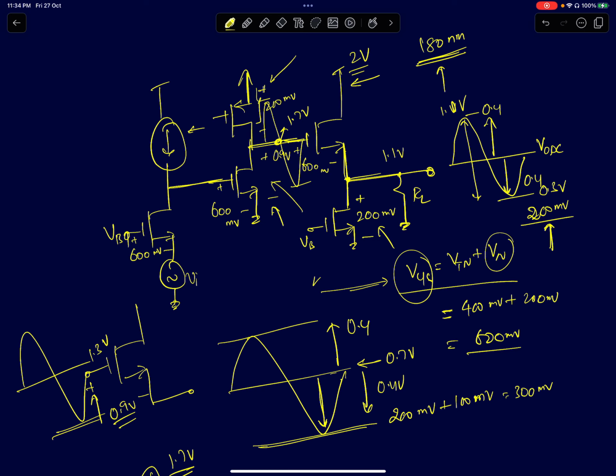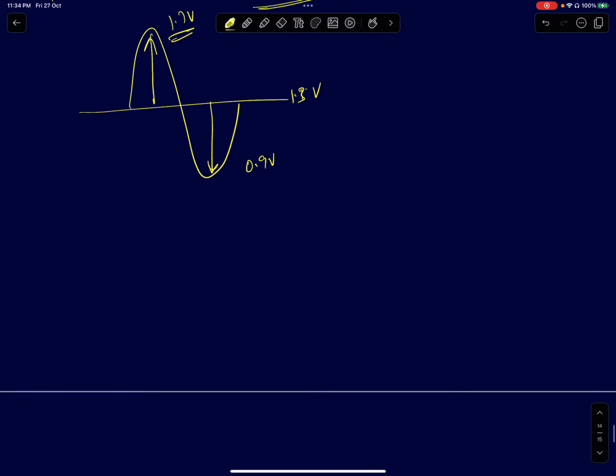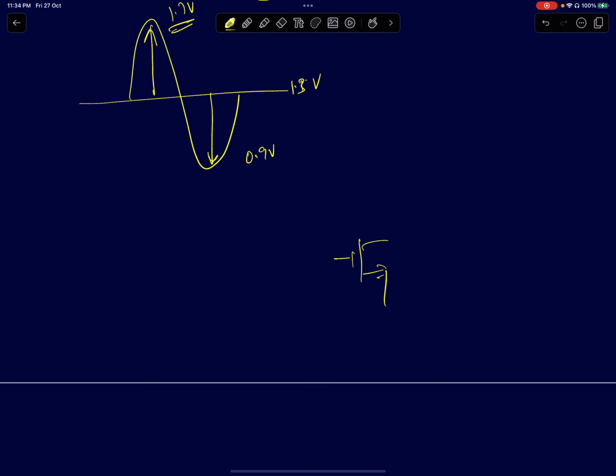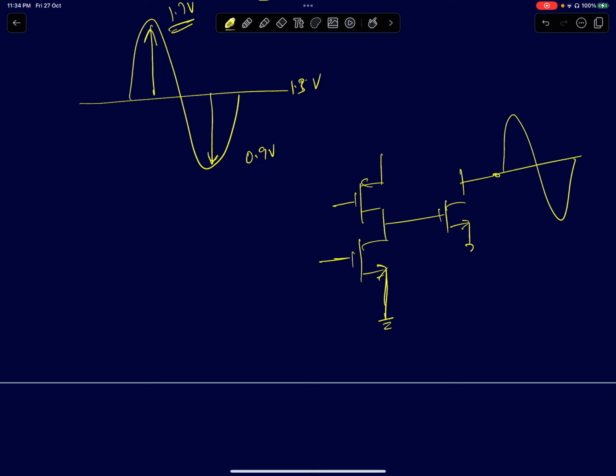Okay, and finally we are back to the input, which is these two, the first stage. So I'll just redraw the first stage here. When I'm doing DC biasing, I can short circuit the input source because it's an AC source, and we just saw that this node output voltage is swinging 0.8 volts around a DC of 1.3 volts. It's going to a maximum of 1.7 and minimum of 0.9 volts. And we said that both the transistors are in saturation.